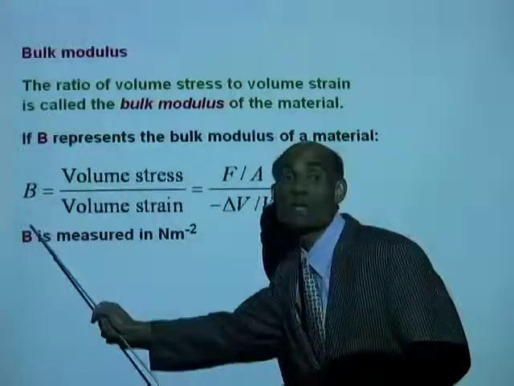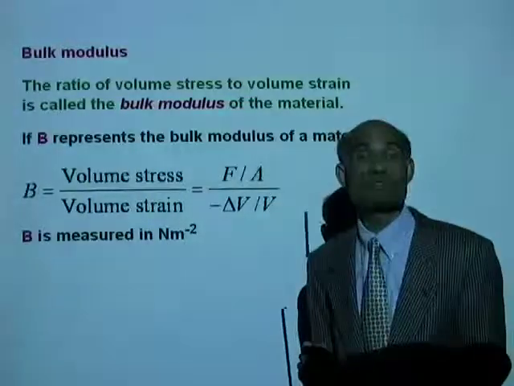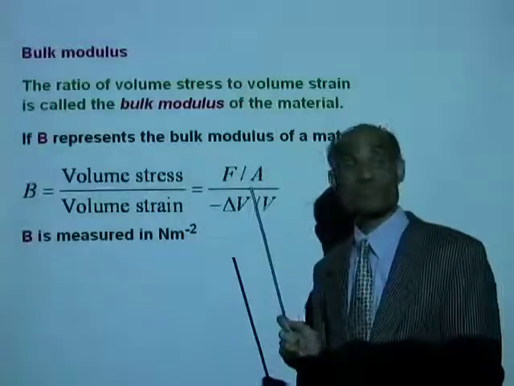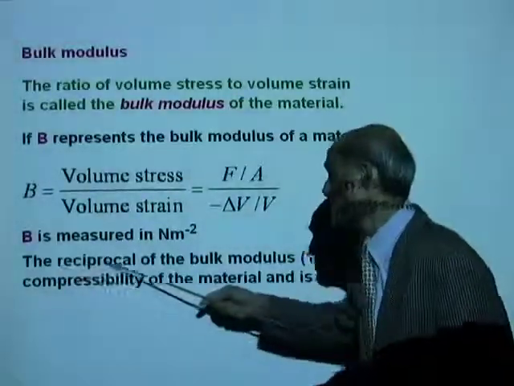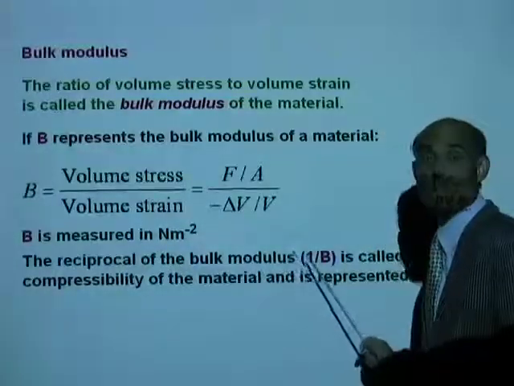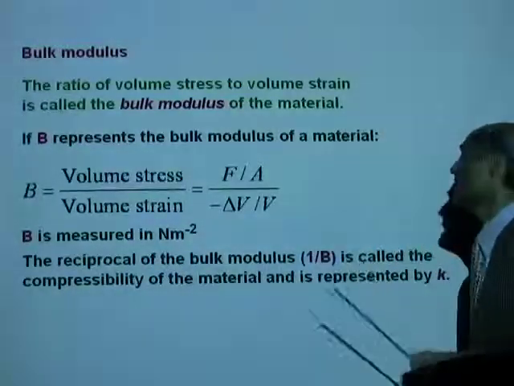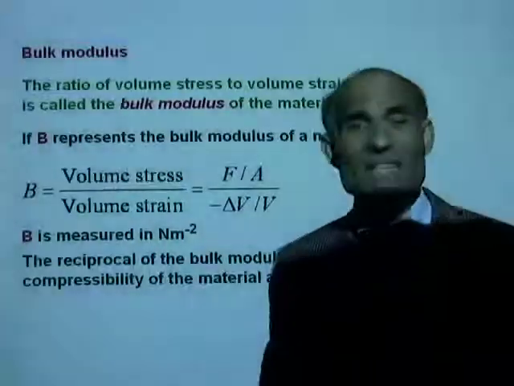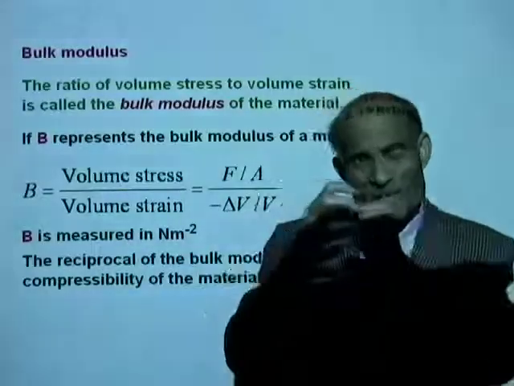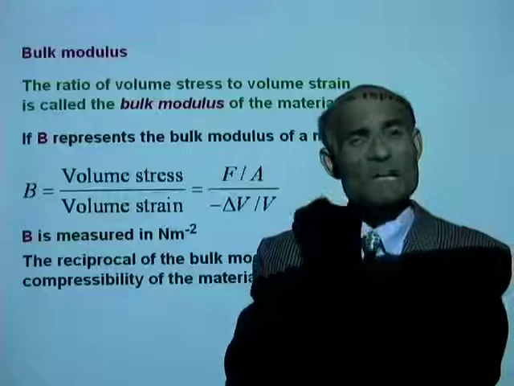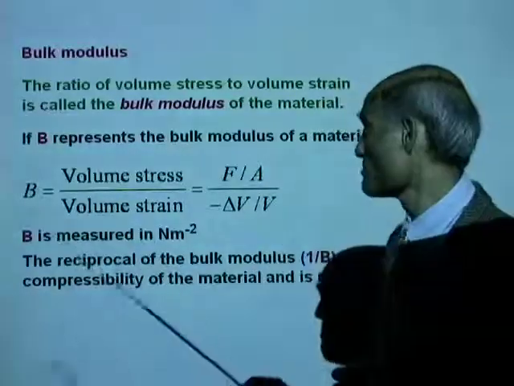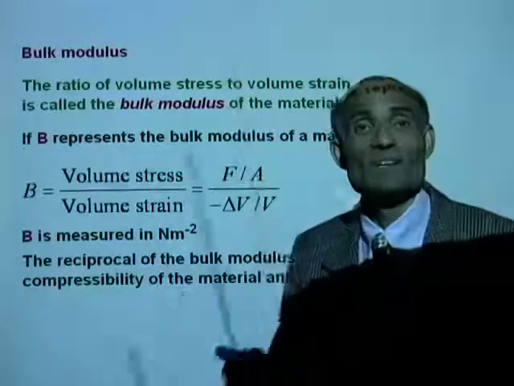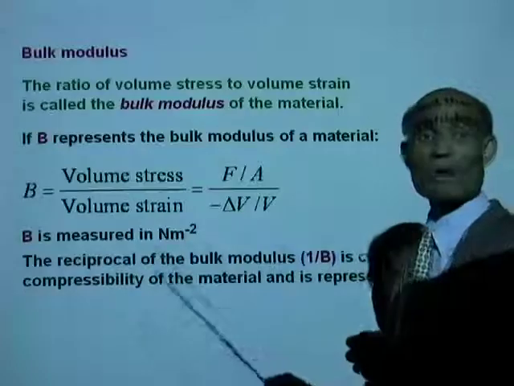Well, again you can see B is measured in Newton per meter square, which is the same as the unit for measuring stress. The reciprocal of the bulk modulus, the quantity 1 over B, is called the compressibility of the material. How easily can you compress an object? The compressibility of a material tells you how easily it can be compressed. And that is the reciprocal of the bulk modulus.